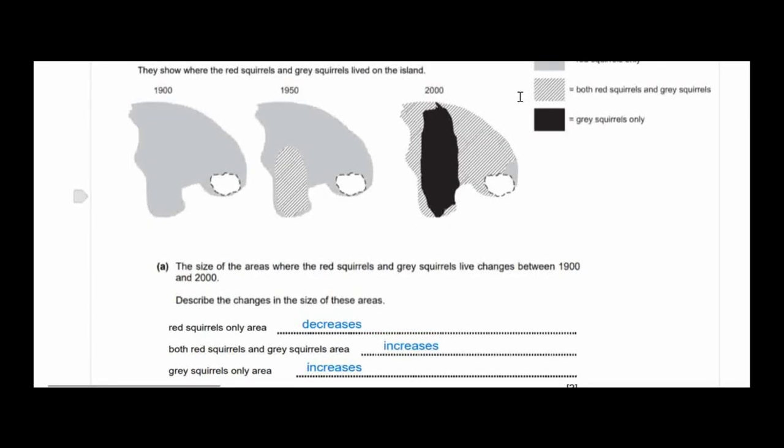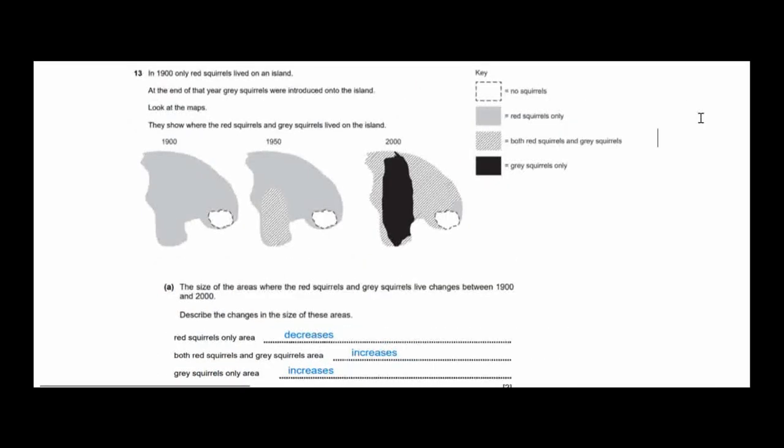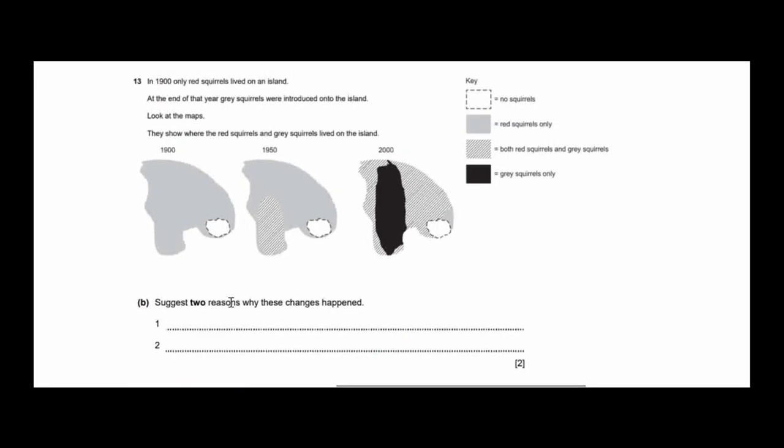Right. Now, continue to question B. Question B. Suggest two reasons why these changes happen. Why the red squirrel area only decreases so much into these tiny spots. The area for both the lines increases and the area for the gray only increases. So 10 seconds from now. 10, 9, 8, 7, 6, 5, 4, 3, 2. Alright, let's open up the answer.